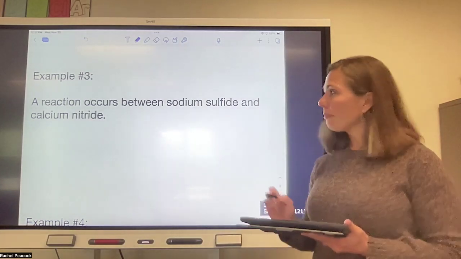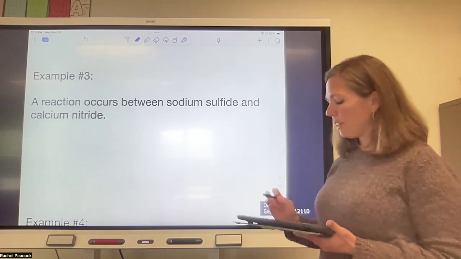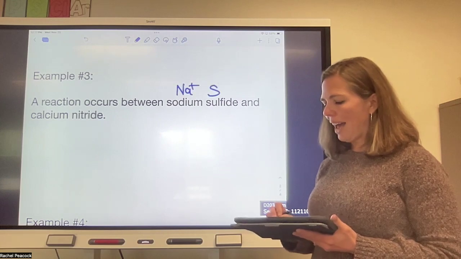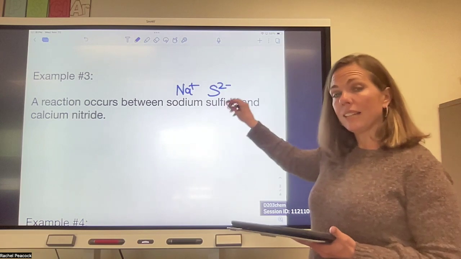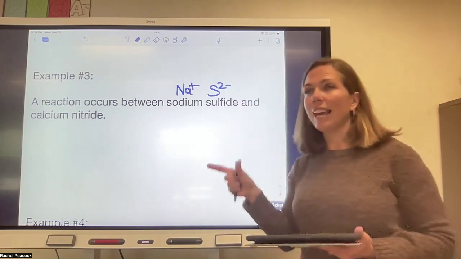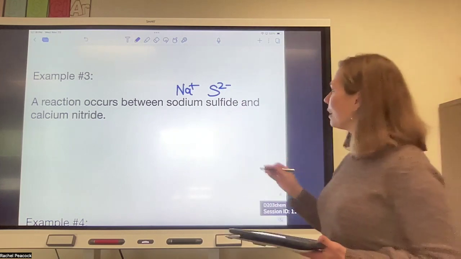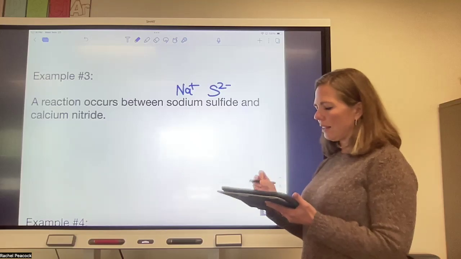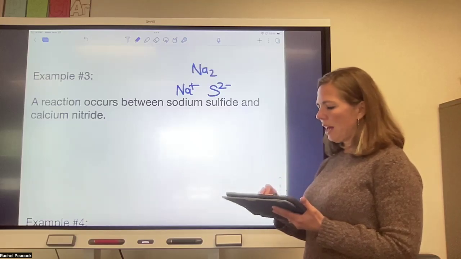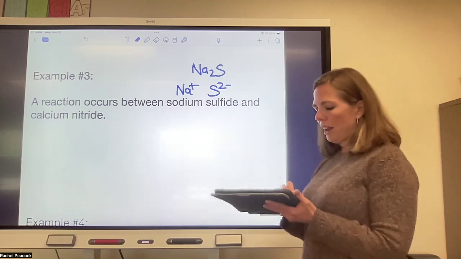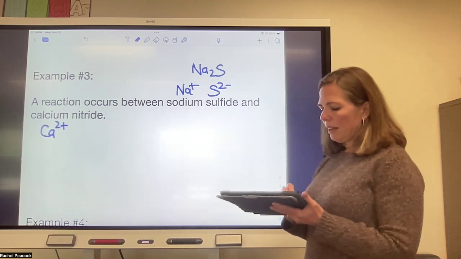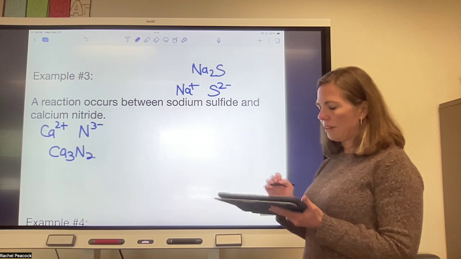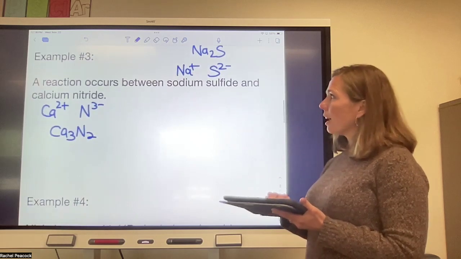Okay. All right, so hopefully you've hit play after you've given this a try. Sodium, as you know, is a 1+. Sulfide, remember if it ends in IDE, it's the element. Sulfate is the polyatomic ion you had to memorize. So sodium sulfide, those are your ion symbols. If you put that together, that's going to be Na2S. And then you have calcium nitride. Calcium is a 2+. Nitride is a 3-. Put those together, that's going to be Ca3N2. Both of those are ionic compounds.